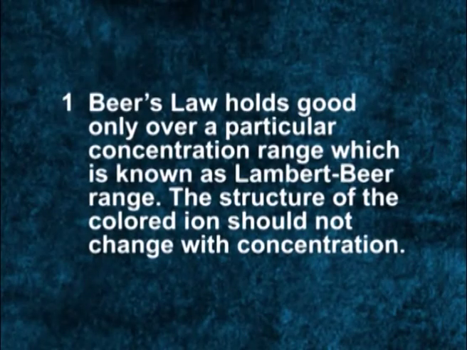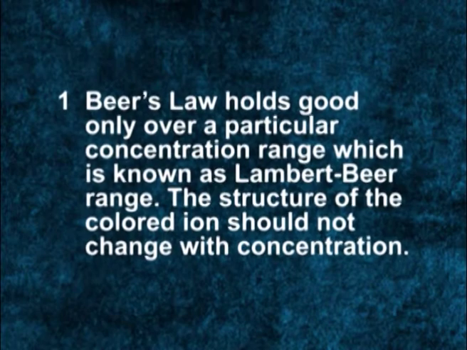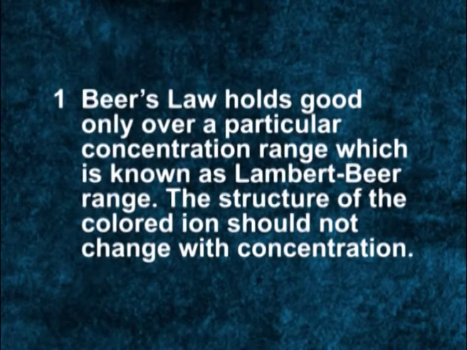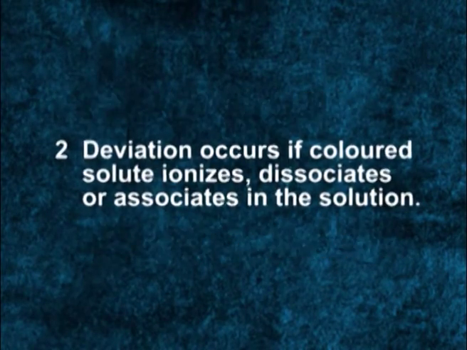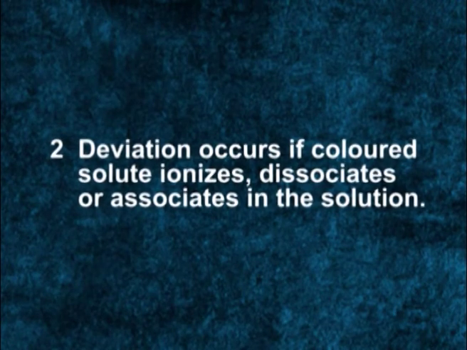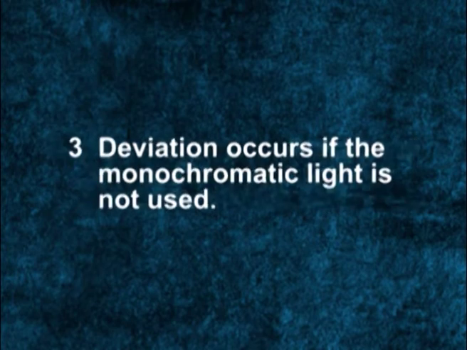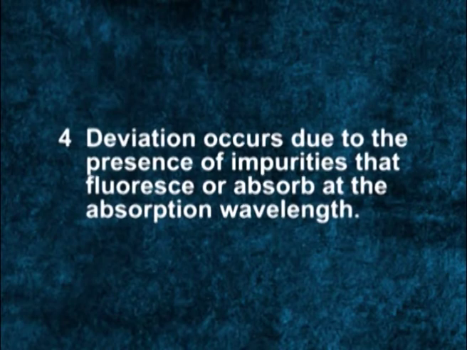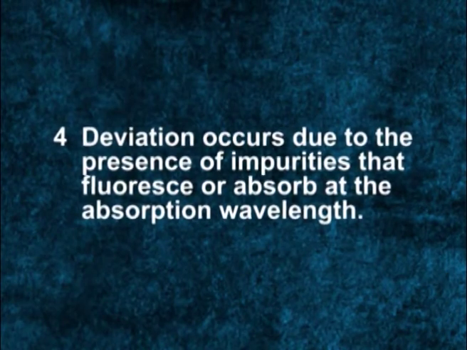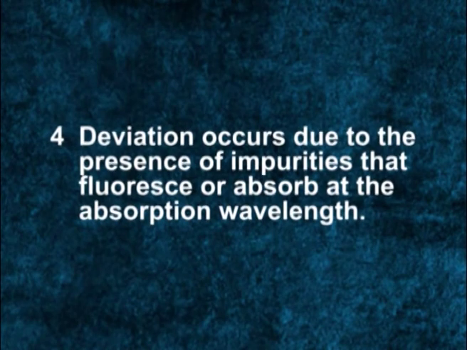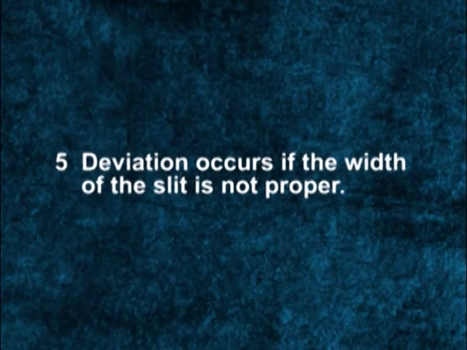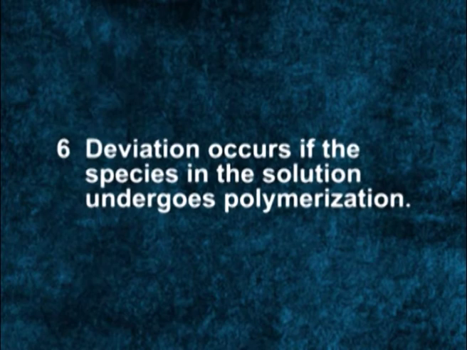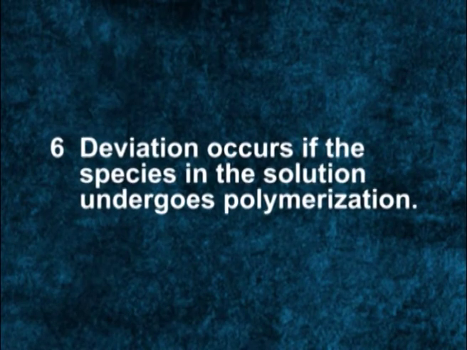Beer's law holds good only over a particular concentration range, which is known as Lambert-Beer range. The structure of the colored ions should not change with concentration. Deviation occurs if colored solute ionizes, dissociates or associates in the solution. Deviation occurs if the monochromatic light is not used. Deviation occurs due to the presence of impurities that fluoresce or absorb at the absorption wavelength. Deviation occurs if the width of the slit is not proper. Deviation occurs if the species in the solution undergoes polymerization.